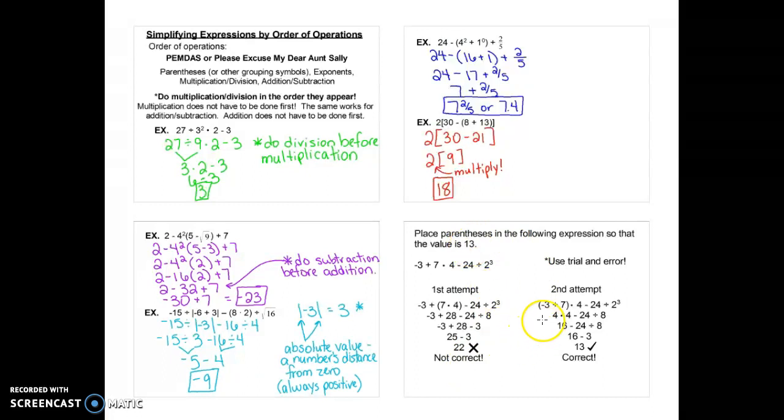The second attempt is if you put parentheses around this -3 plus 7 at the beginning and then work through your order of operations, you will get 13. Now there may be more options, so if you try this, you might be able to get it with placing the grouping symbols in a different spot, and that's fine. But it will take some trial and error. You may not move the numbers around. The numbers stay where they are. All you are doing is placing parentheses somewhere in that problem to get to a final answer of 13. And this was order of operations, which is our second concept.